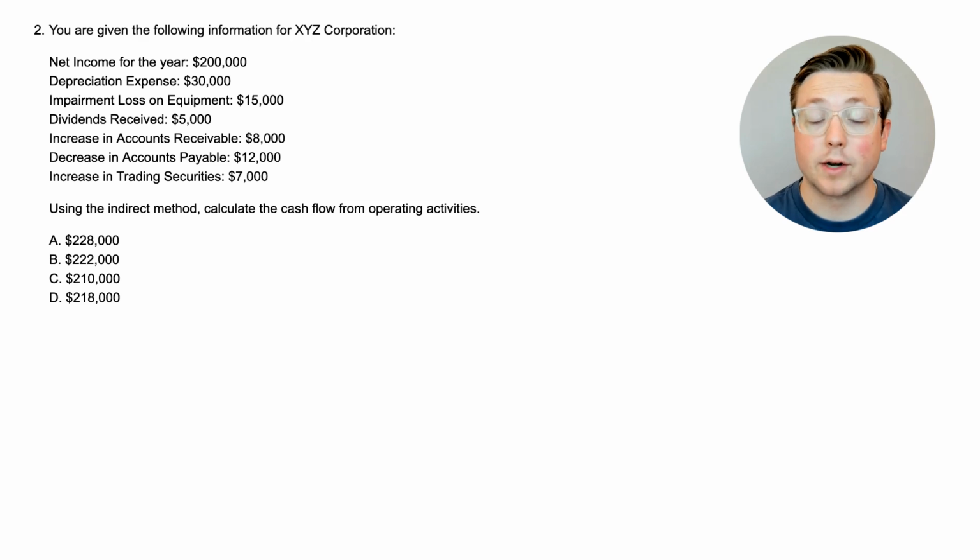All right, here we are at question 2. You are given the following information for XYZ Corporation. Net income for the year, $200,000. Depreciation expense, $30,000. Impairment loss on equipment. Dividends received. Increase in accounts receivable. Decrease in accounts payable. Increase in trading securities. Using the indirect method, again, calculate the cash flow from operating activities.